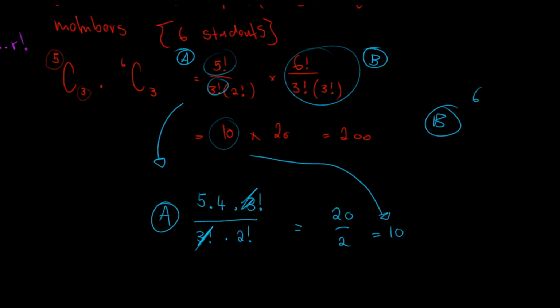So we have 6 multiply 5 multiply 4 multiply 3 factorial over 3 factorial multiply 3 factorial. Cancel, cancel. We have 6 times 5 is 30. 30 times 4 is 120. I need to divide 120 by 6. Why 6? Because 3 factorial is equal to 3 times 2 times 1, which gives me 6.